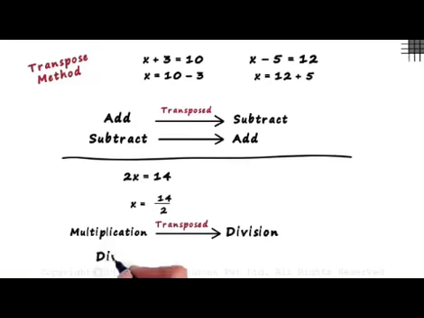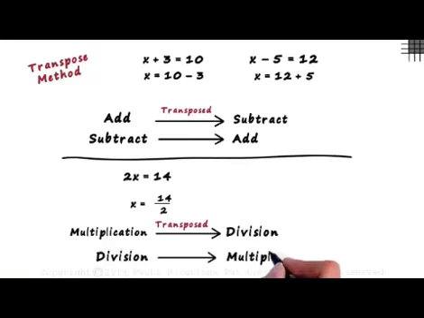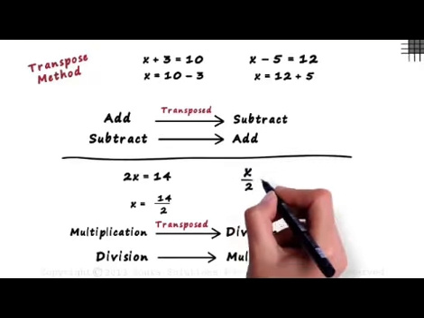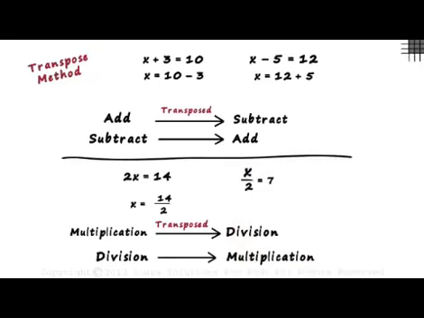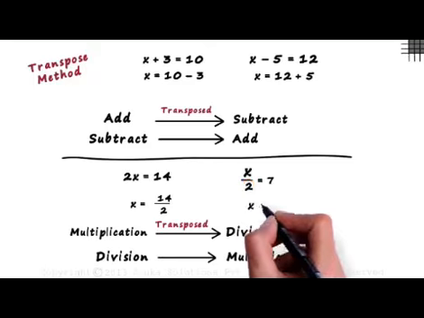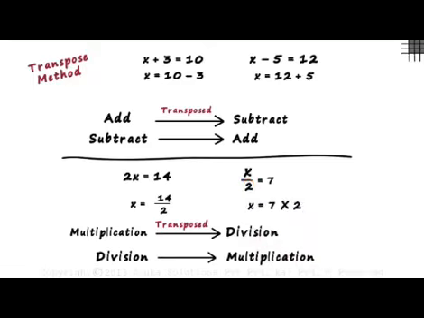Similarly, a term that is divided on one side is multiplied when transposed to the other side. Consider this equation. x divided by 2 equals 7. We can see 2 is dividing the left-hand side. So we can transpose it to the other side by multiplying the right-hand side by 2. We get x equal to 7 multiplied by 2.